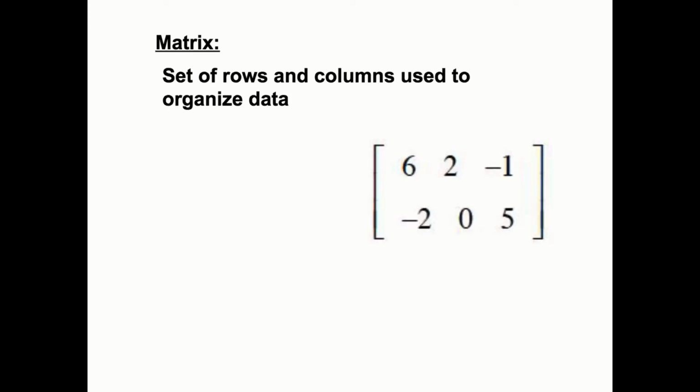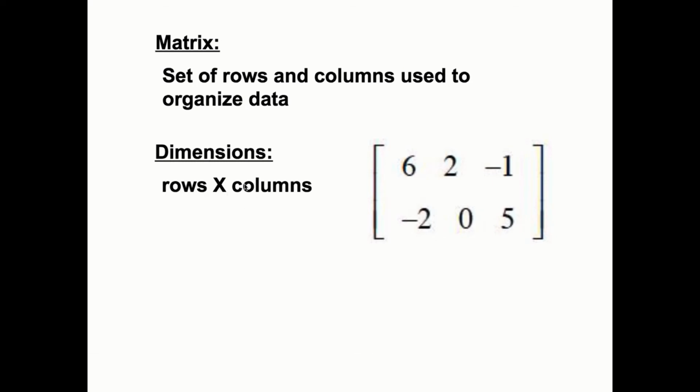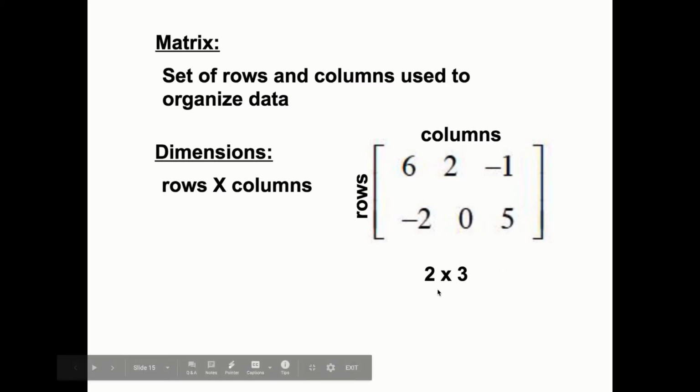So a matrix is a set of rows and columns used to organize data. So to name the dimensions of a matrix, it's rows by columns. You never actually multiply, but that's just how it is written. So rows run in this direction. So in this case, there's a row here and a row here. Columns go up and down. So there are these columns here. So for the dimensions of this example, there are 2 rows by 3 columns. So we would call this a 2 by 3 matrix.